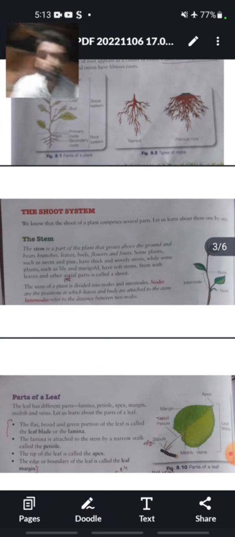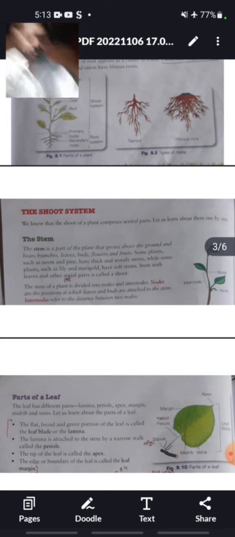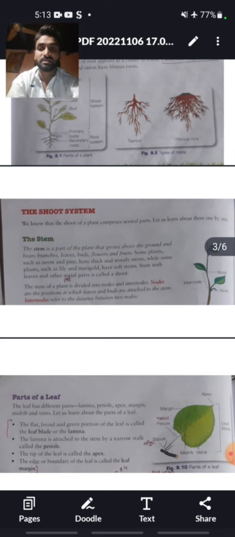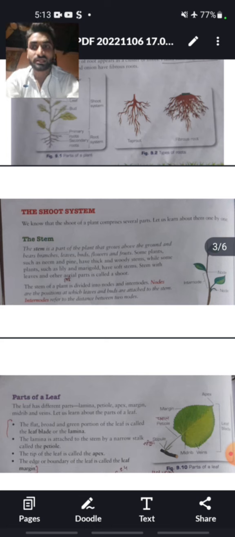Now next we discuss the shoot system. What is the shoot system? In the shoot system we mainly discuss the stem. The stem is a part of the plant that grows above the ground and bears the branches, leaves, buds, flowers and fruits. The stem is divided into two parts, nodes and internodes. What are nodes? Nodes are the positions at which the leaves and buds are attached to the stem, and internodes refer to the distance between the nodes.